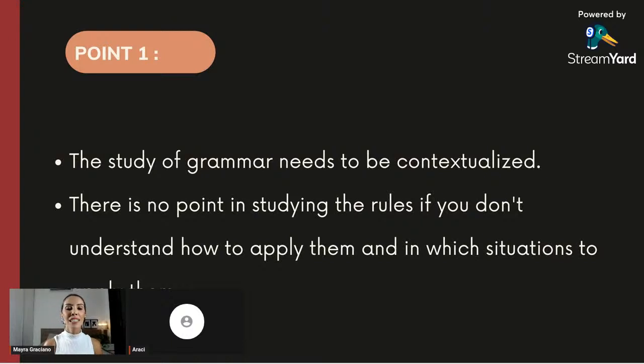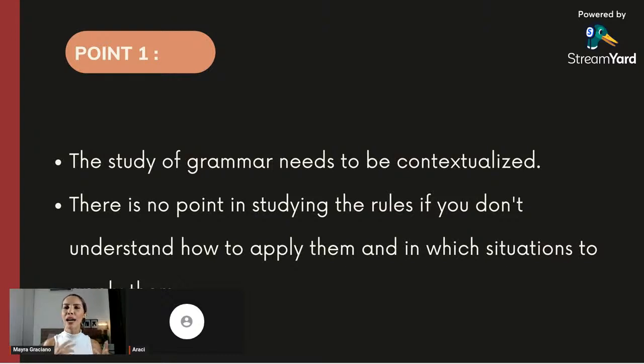There's no point in studying the rules if you don't understand how to apply them and in which situations to use them. So grammar has to make sense. Okay, this is what I tell my students. This is what I always focus on. Okay, we have to make grammar meaningful. It has to make sense.